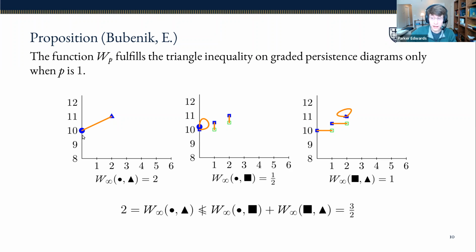So this is the bottleneck distance for an example. The bottleneck distance between circles and triangles here is 2. That comes from the x-coordinate. The bottleneck distance between circles and squares here is 1/2. This comes from this y distance. And then it's 1 for these other pair, and that comes from the x distance again. And so the triangle inequality would say that this 2 over here needs to be less than or equal to 3/2, which of course it's not. So this is a counterexample.